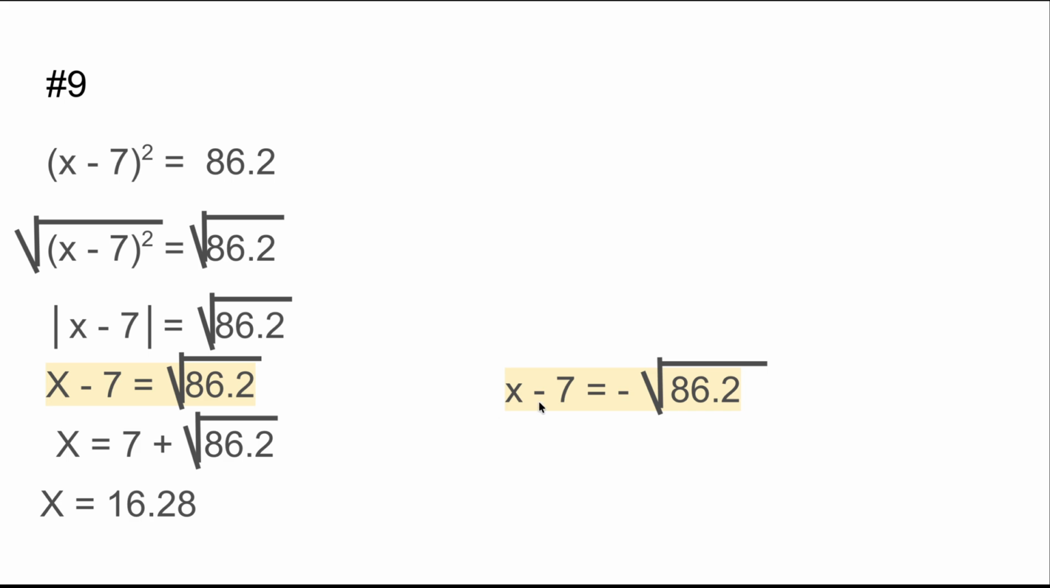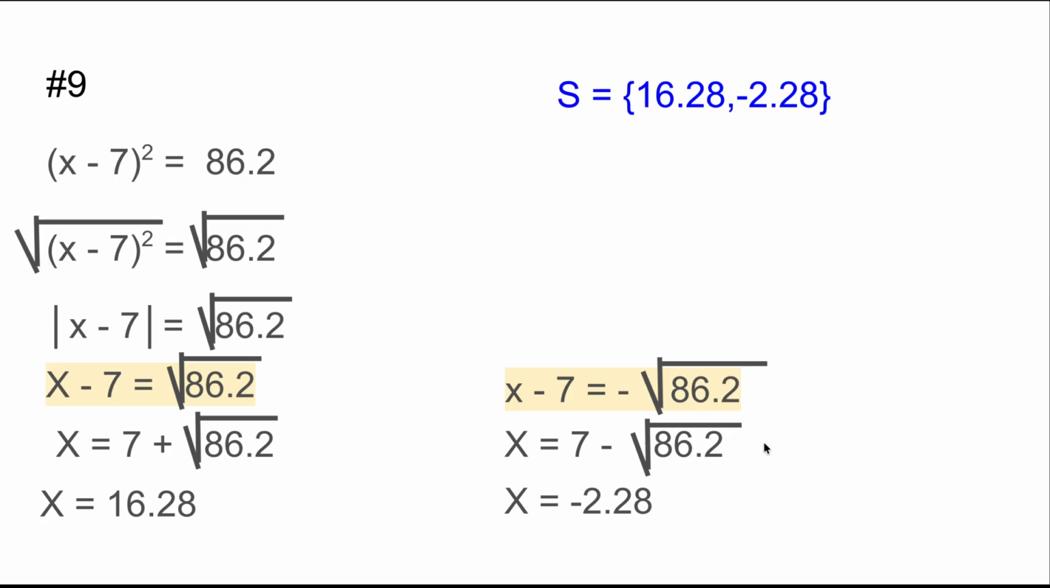Write this again: x − 7 equals negative square root of 86.2. Add the 7. Write this in your calculator exactly: 7 minus square root 86.2 equals negative 2.28. These two numbers are the solutions to this equation.